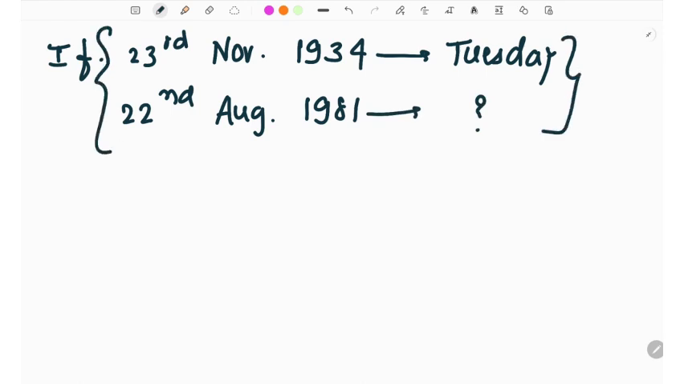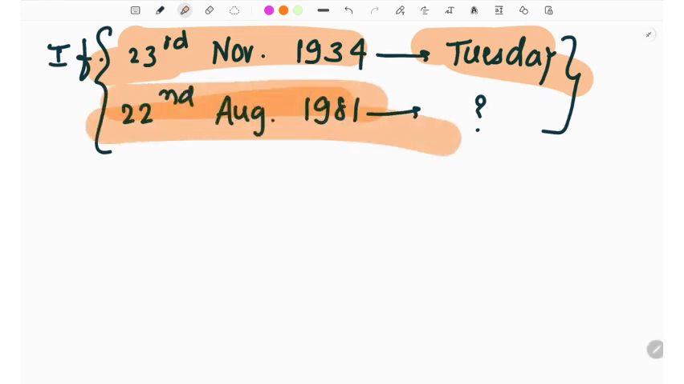What you will do, students, first of all, check whether the given data is accurate or not. That is, on 23rd of November 1934, was it Tuesday or not? Check first of all. If it is not, find out the error and make the same changes, whichever has been done in the error, with the same date over here. I hope you have understood this category, question type 2.